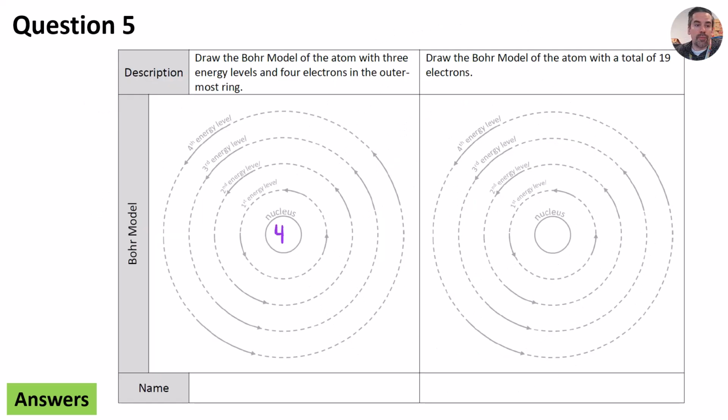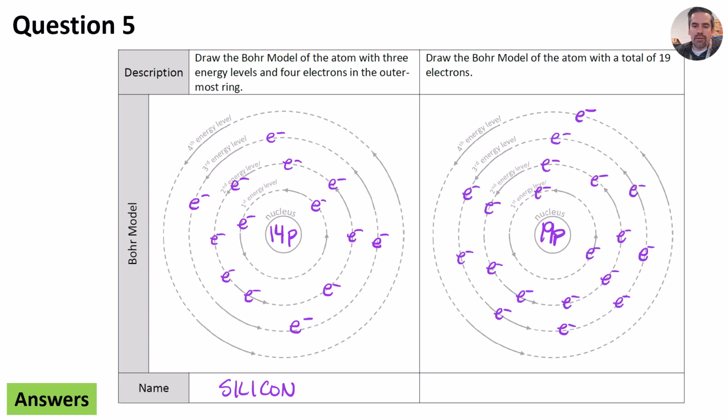Here are our answers for number 5. If we draw the Bohr model with 3 energy levels and 4 electrons in the outermost ring, we're going to see that it looks like this. We look at the outermost ring to see where there's 4 in there, and that's what silicon would have. If we draw the Bohr model with a total number of 19 electrons, that means that it must have 19 protons as well. And so we would draw it like this, and we know that this is potassium.